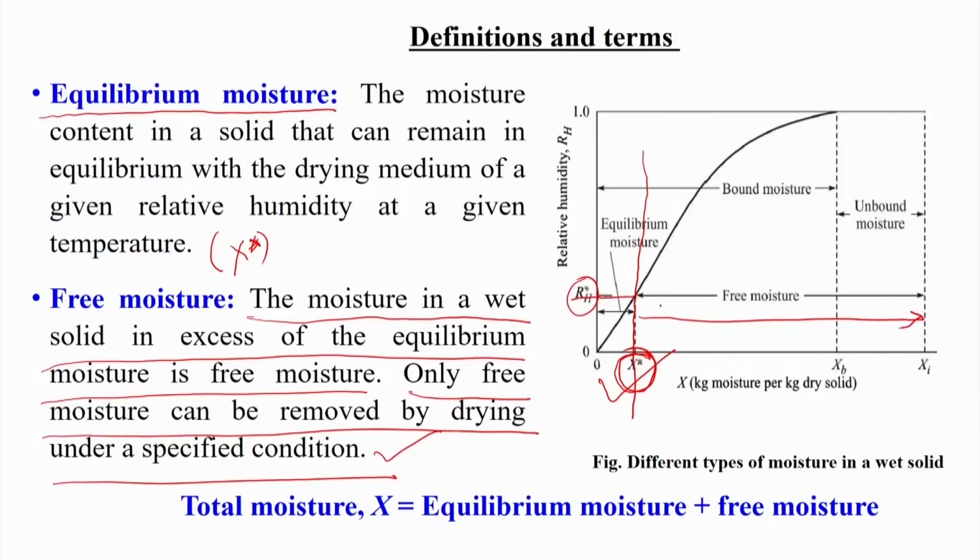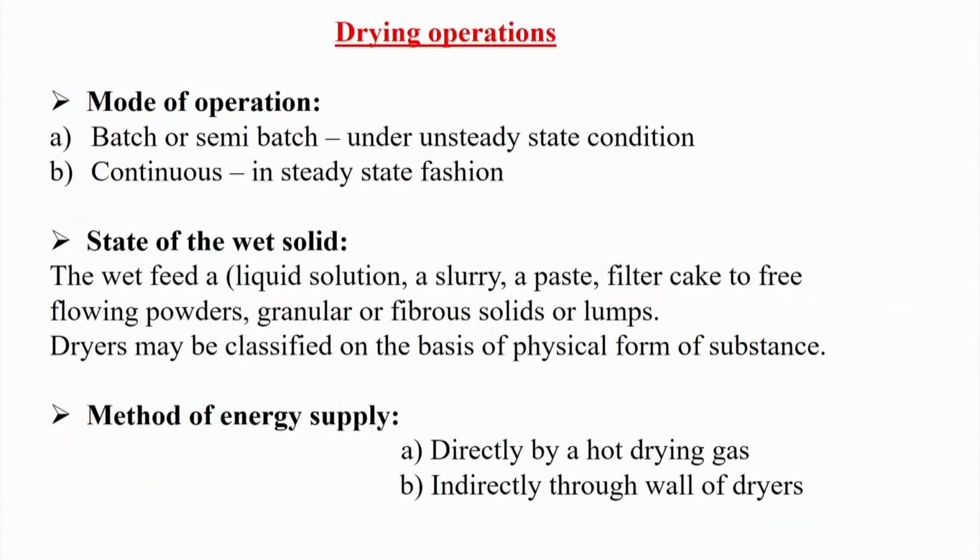So, free moisture can be separated from the drying process in a particular prevailing drying condition. We always ask which moisture is separated during this drying process. The answer is that only the free moisture is separated during drying, and the equilibrium moisture cannot be separated by this drying process. Okay. Now, we will be discussing the drying operations as a whole.